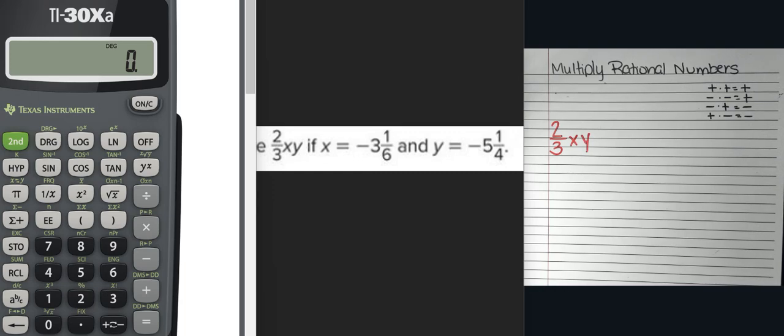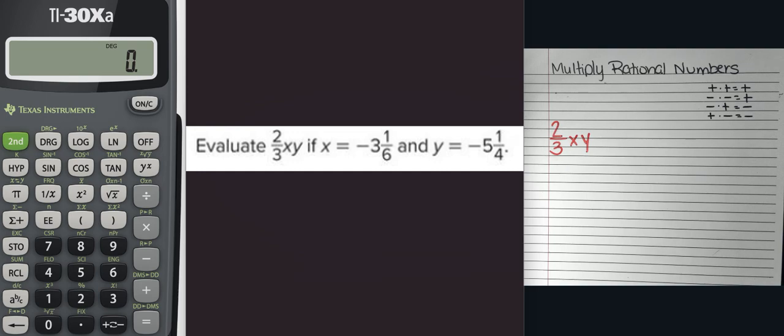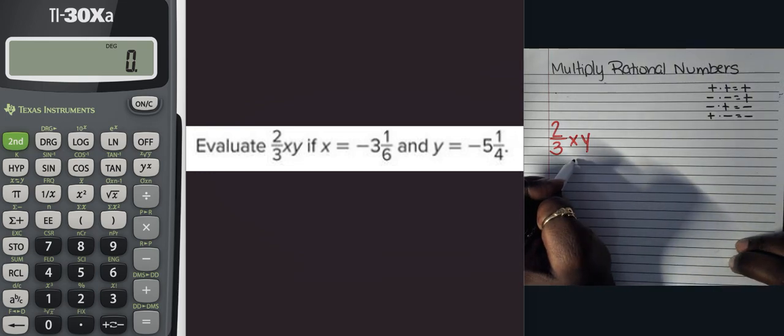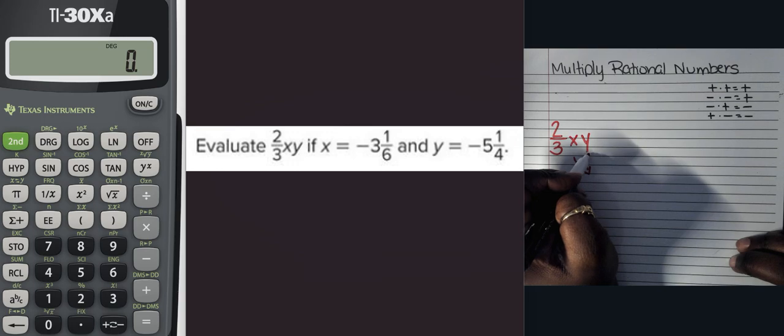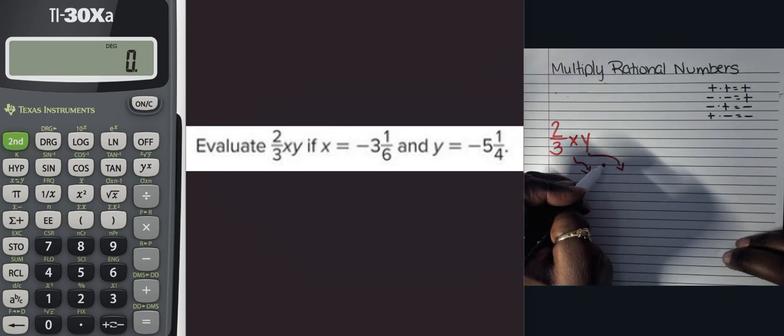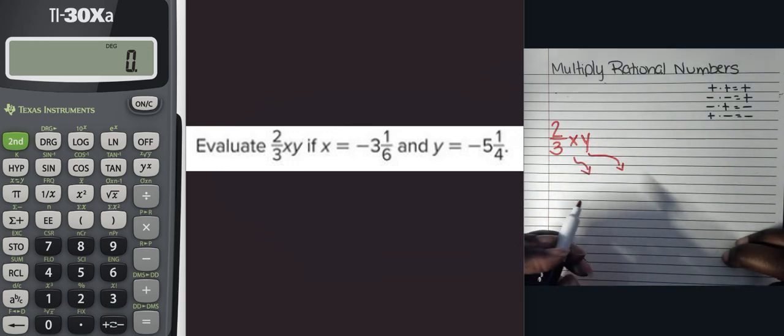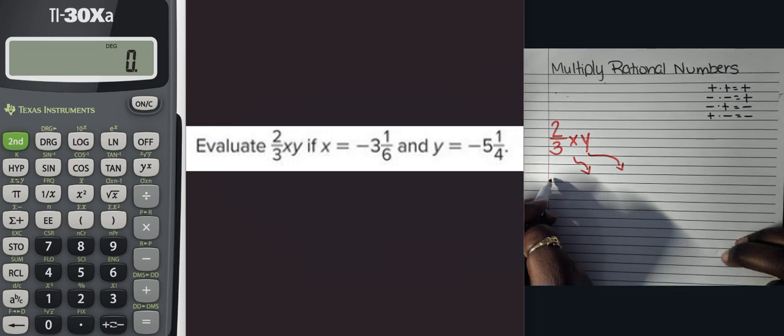All right, so we are on another problem where we are going to evaluate a problem based on what they give us for the variables. So we have 2/3 times x times y. They want us to evaluate if x is equal to -3 1/6 and y is equal to -5 1/4.